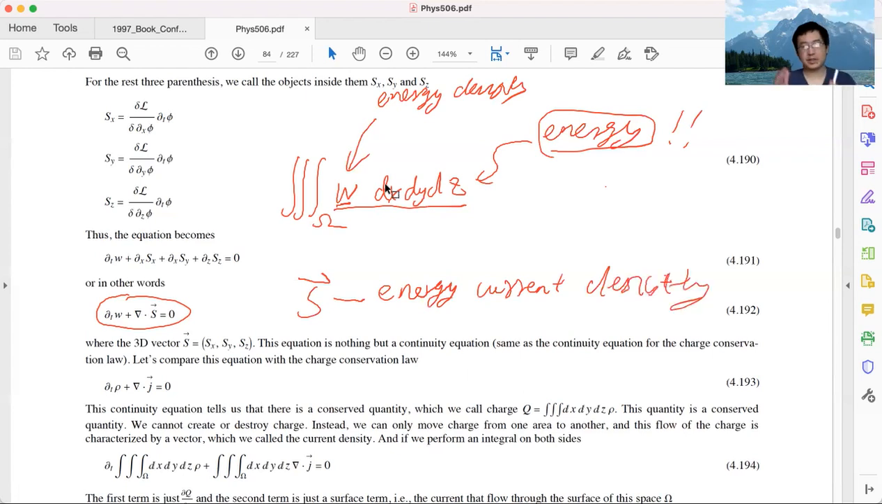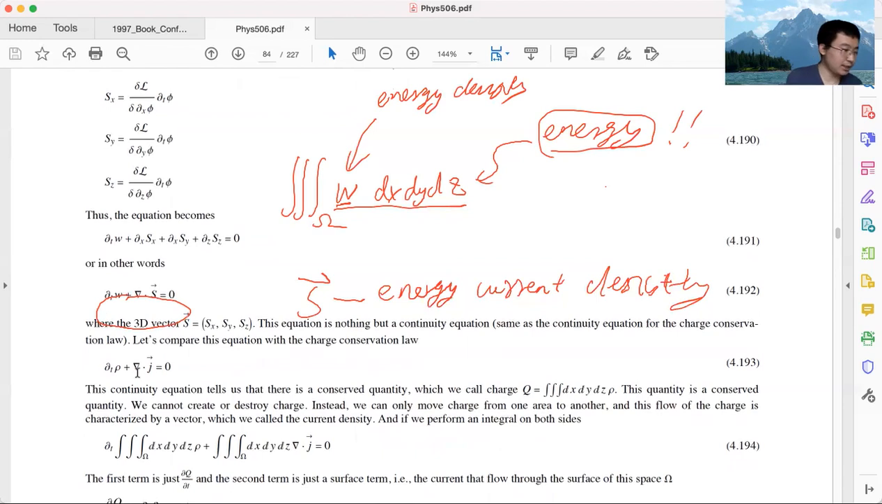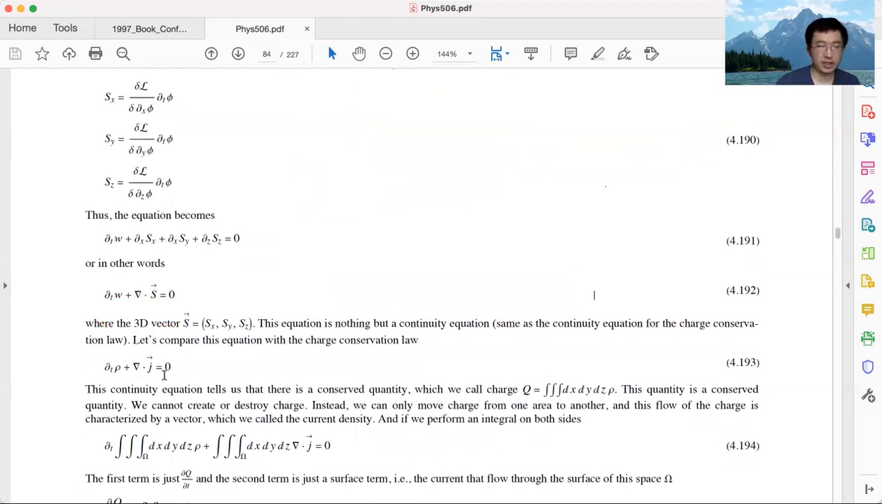So this is very similar to charge. For charge, in a continuum, we define a charge density and we define a current density. And for energy, if we have a continuum medium, with energy distributed continuously in real space, we need to define an energy density and the energy current density. So let's look at charge as a comparison.